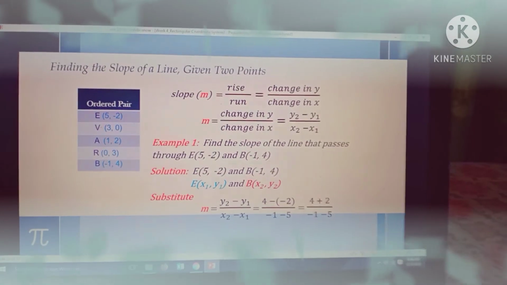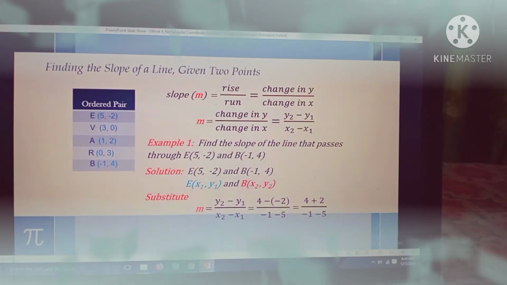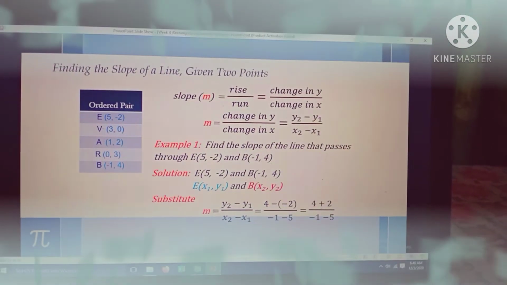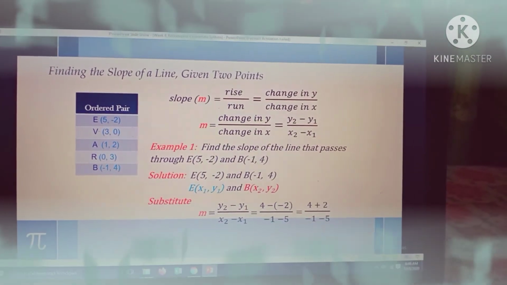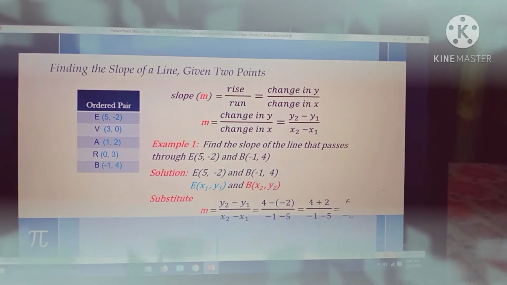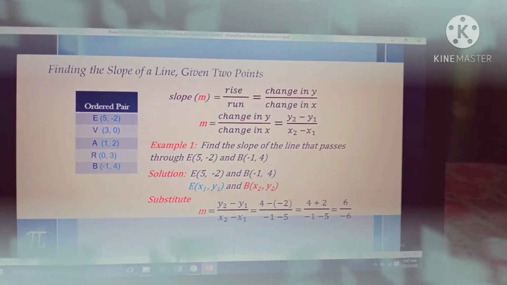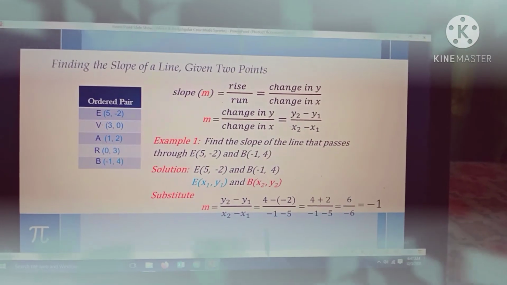Then we perform the operation. Since negative times negative will give you a positive sign, the plus sign. So 4 plus 2 over negative 1 minus 5. So the answer is 6 over negative 6, or simply negative 1.